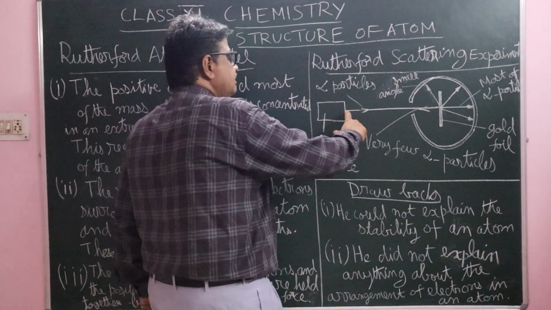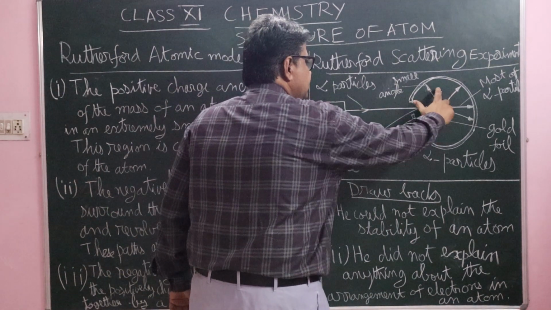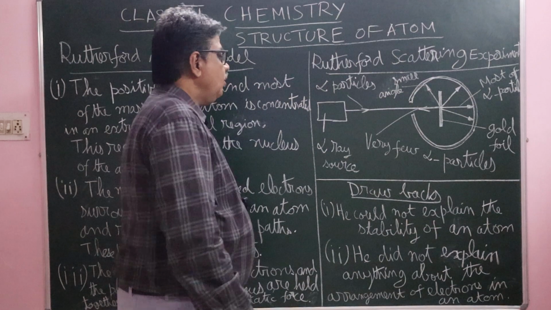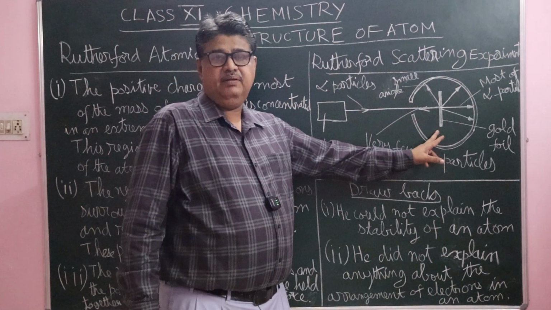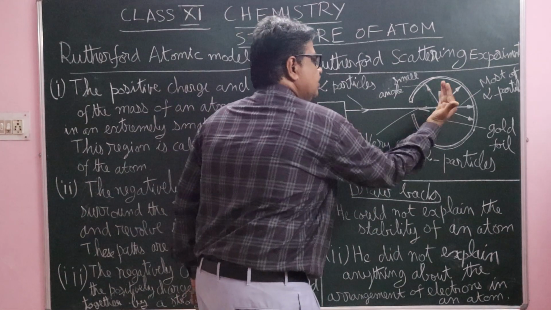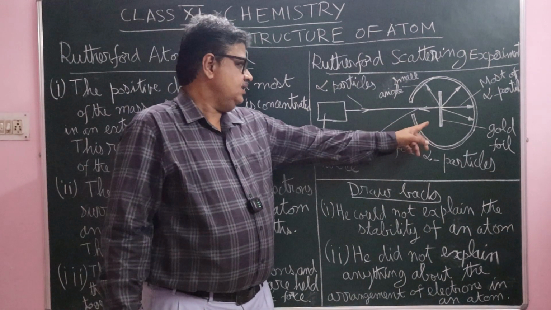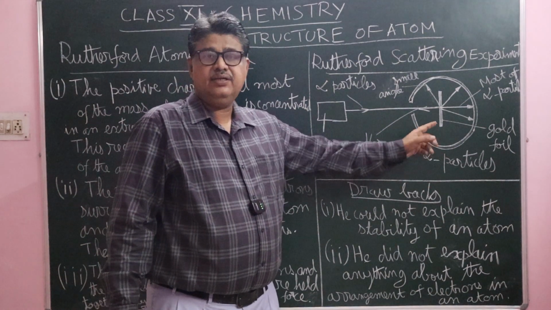These alpha particles pass through and fall on gold foil. This is a metal gold foil, a thin gold foil. It is like this, very thin. The thickness is 100 nanometer. Very thin gold foil.